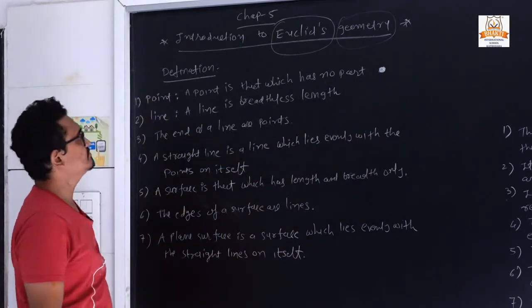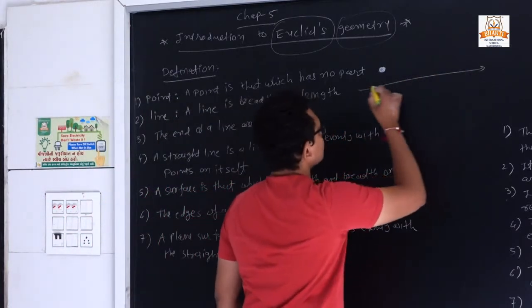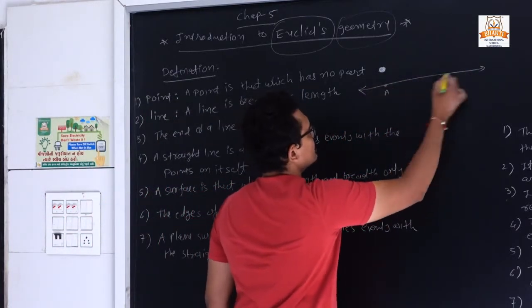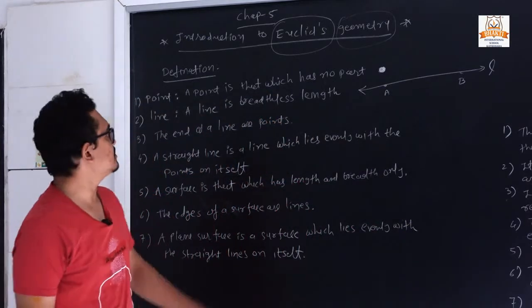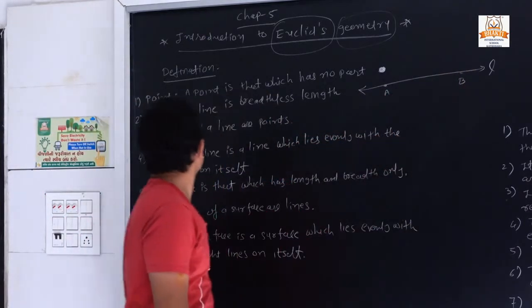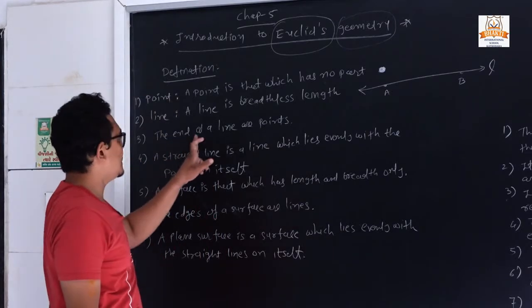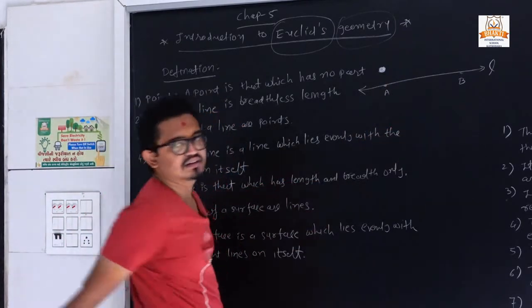Second, a line. A line is a breadthless length. So we can draw the line. This is AB. Sometimes it is called L. Clear? So it means what? It has infinite length on both sides. Third point, the ends of a line are points.